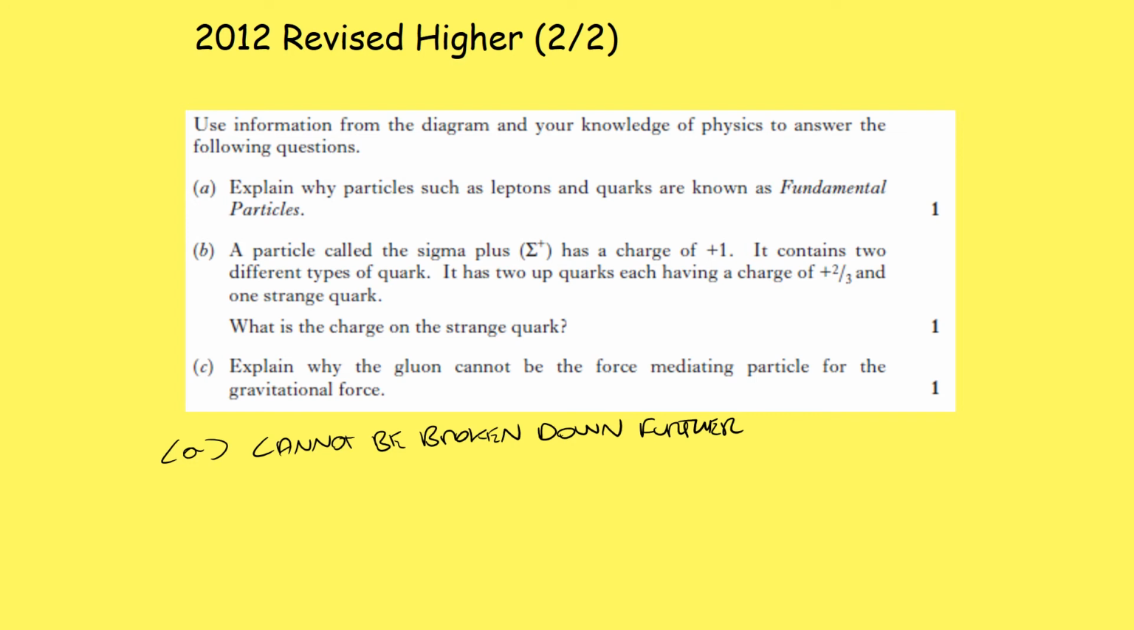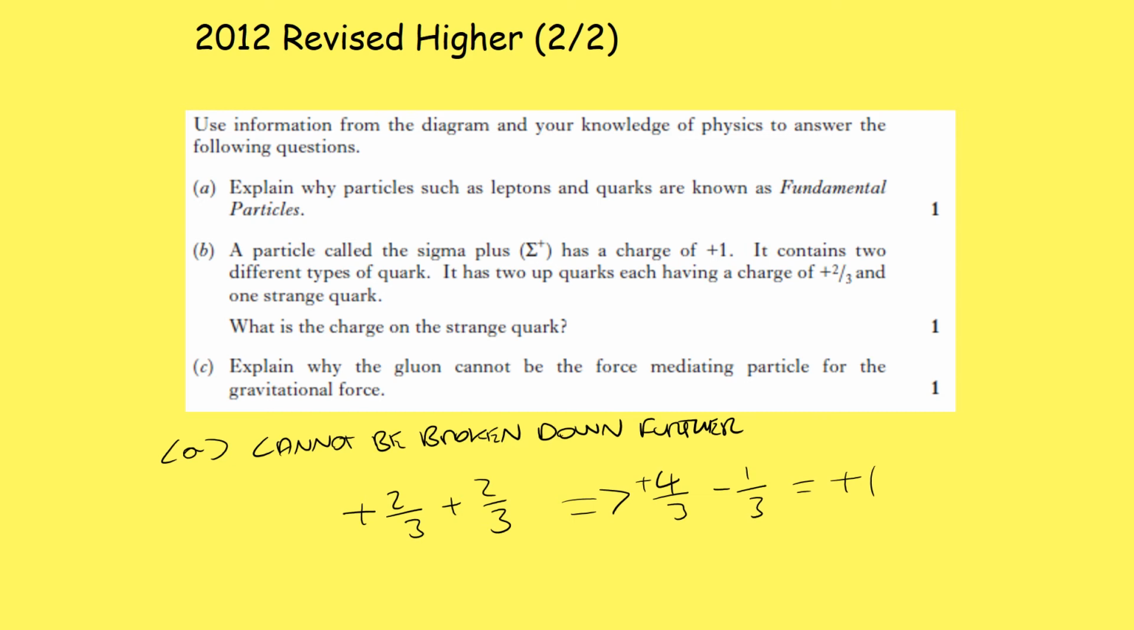A particle called the sigma plus has a charge of plus 1. It contains two different types of quark. It has two up quarks, having a charge of plus 2/3, and one strange quark. What is the charge on the strange quark? Well, if I've got two up quarks, I've got plus 2/3 plus 2/3, going to 4/3 overall. In order to get to just plus 1, that means that the strange quark must have a charge of negative 1/3, which equals plus 1.